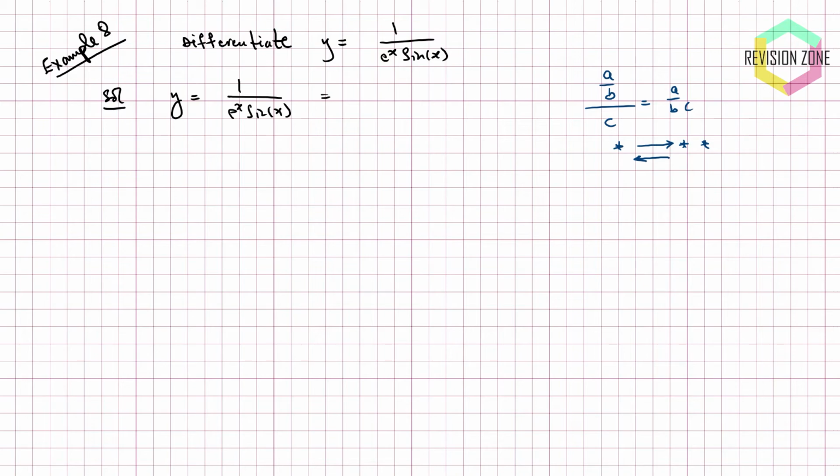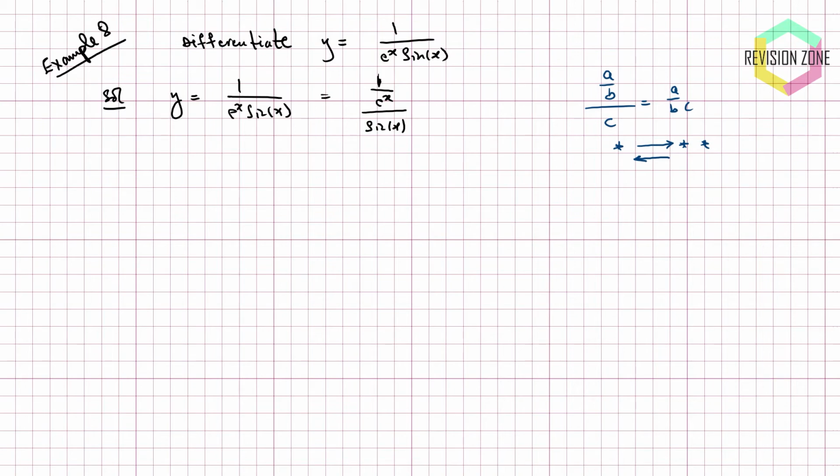So what I'm going to do is call my 1 to be a, my e to the x to be b, and my sine x to be c. And I'm going to just basically write this format out. Okay, so my a is 1, my b is e to the x, and my c is sine x. So I've now written it like this.